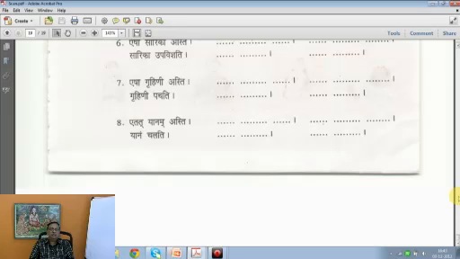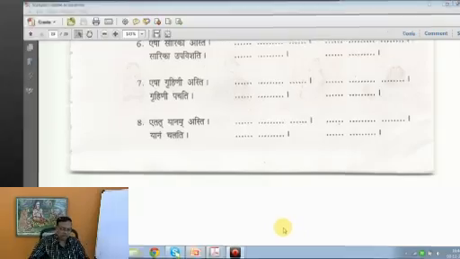Etat yanam asti. What is the gender here? Napumsakalinga, neuter. This is a vehicle. Ete yane staha. Etani yanani santi. Yanam chalati. A vehicle moves. Yane chalataha. Yanani chalanti. So this way, this exercise a bit here and there, we'll do it for the sake of the viewers.